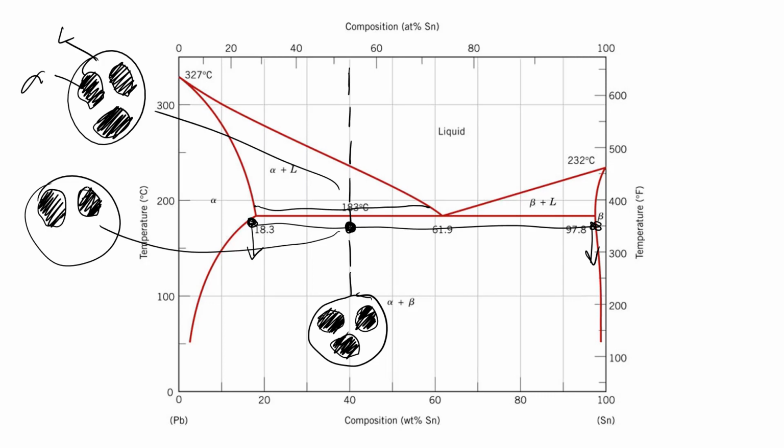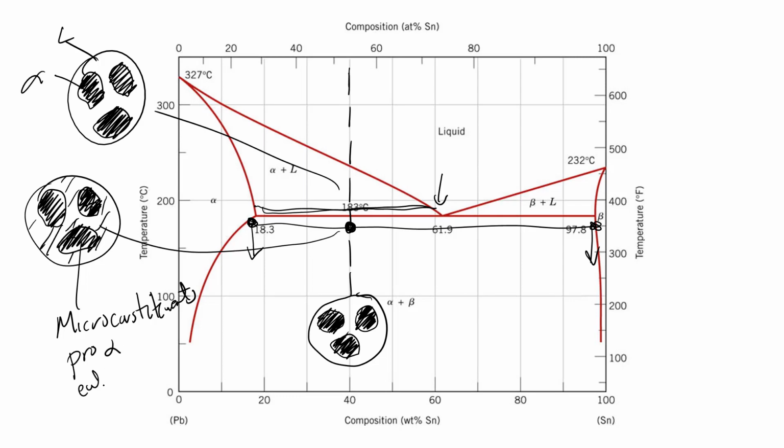all of the liquid that was around is at exactly 61.9 once we get to this temperature of 183 degrees C, and when we cool down it turns into a eutectic mixture. So we said the microconstituents here would be proeutectic alpha and eutectic mix.